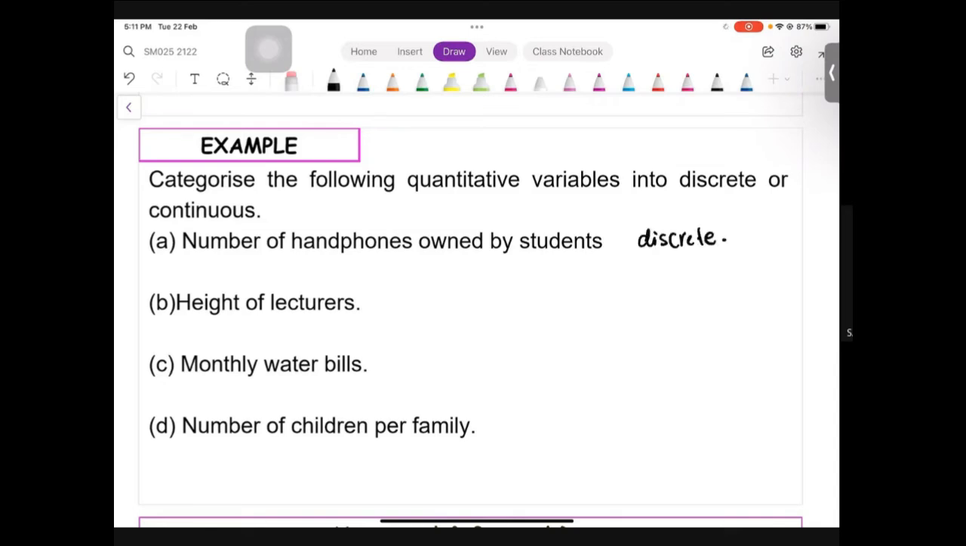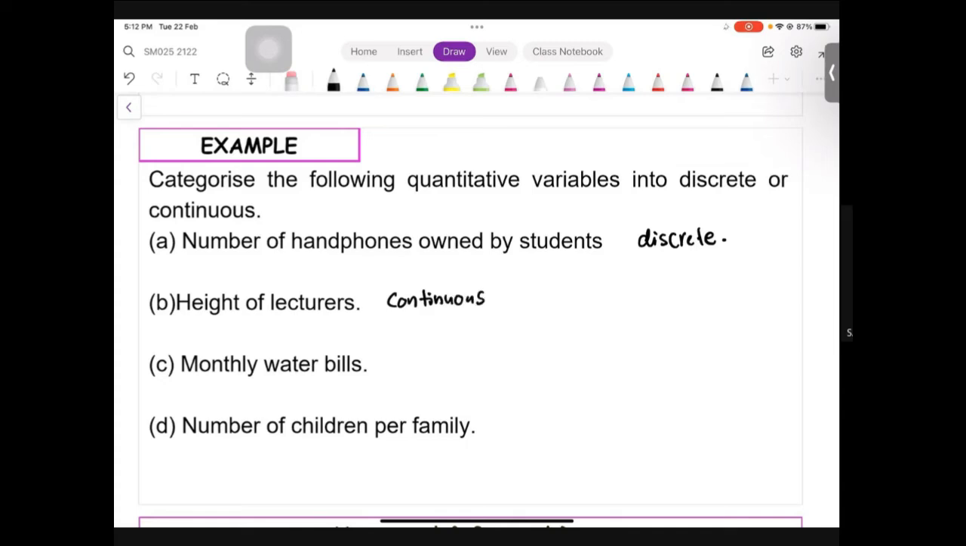Okay, next one. Height of lecturer in KMJ. Ketinggian para pensyarah awak. Tak adalah awak terus tengok je, awak tengok saya je, awak terus tahu tinggi saya berapa kan. Boleh lah agak-agak tapi tepatnya awak takkan tahu. In order to find that, kita kena pakai pengukur macam tu. So, for this one, we would choose as continuous data.